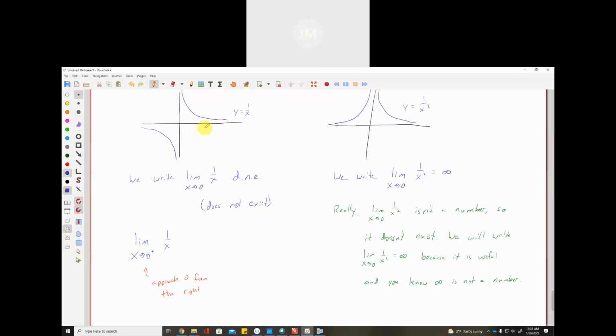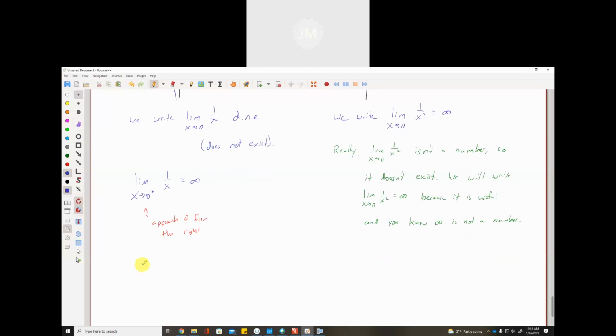Okay, and in that case, if I'm only looking at approaching from the right, then my graph is definitely approaching infinity. Likewise, if I look at the limit as x approaches 0 and I put a little negative here, that indicates that we're approaching from the left. And my function is 1 over x. Then I'll have a negative infinity.